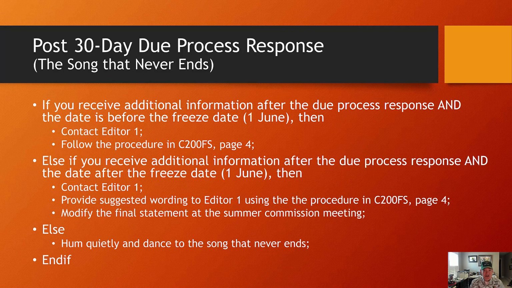Else, if you receive the additional information after the due process response and the date is after the freeze date, in other words, it's between 1 June and the summer commission meeting, then again, contact editor 1. You're going to provide suggested wording to editor 1 prior to the summer commission meeting, again using the same procedures in C200 FS page 4. But then when you get to the summer commission meeting and they open, you're going to go back in and modify that final statement. Finally, if neither of those things happen, you should be dancing for joy because you're not caught in the song that never ends, unless you start humming it quietly and dancing to the song that never ends.